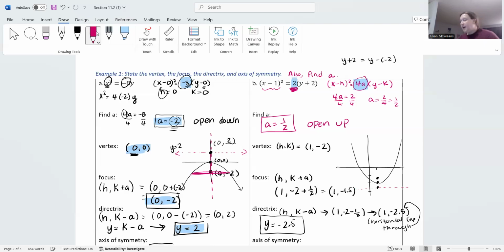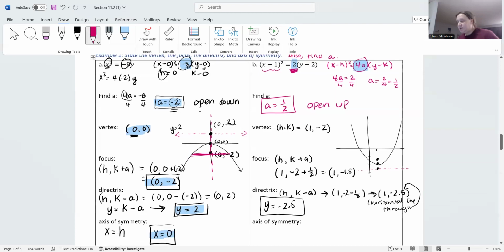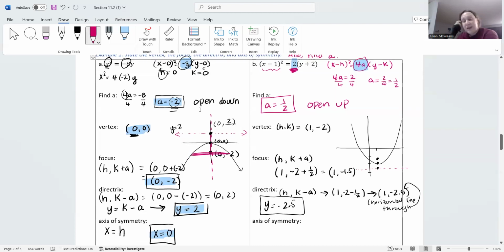Okay. And then finally, the axis of symmetry. There we go. If you are a vertically oriented parabola, which we definitely are here, you're going to have some vertical line that runs right through your vertex. So this is going to be something in the form of x equals h, where h is the value subtracted from x in the original equation. So the axis of symmetry here is going to be x equals 1.